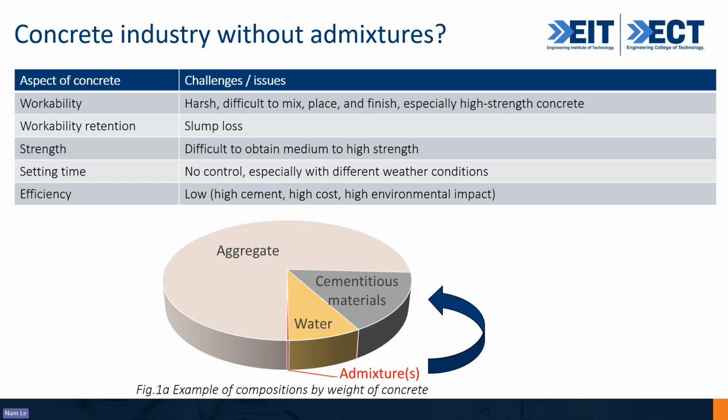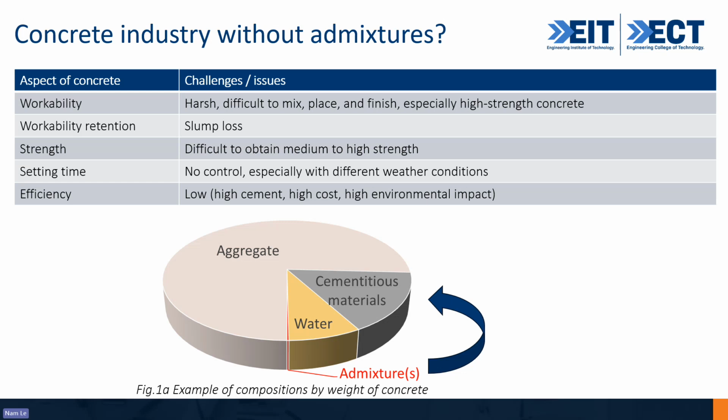Imagine if we don't have admixtures, and then when we produce concrete, especially the high strength one, the concrete will be very harsh, very difficult to mix, right? Because you have a very low water amount, very high cement and very low water, and then the concrete is very sticky, very harsh, right? But with the admixtures, we can still maintain the low water to cement ratio, but the workability is better. Concrete is easier to work with, right? Workability retention.